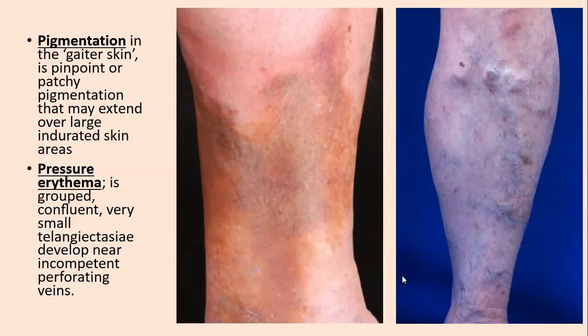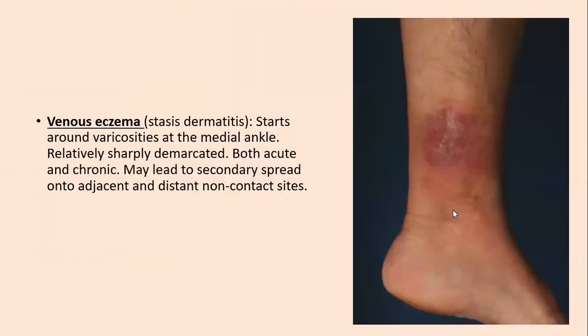Pigmentation in the gaiter skin is pinpoint patchy pigmentation, which may extend over a large indurated area. This pigmentation is mainly because of extravasation of RBCs and the hemosiderin pigmentation. Then pressure erythema is grouped and confluent. Very small telangiectatic vessels develop near the incompetent perforating veins. So these are the telangiectatic vessels, and this is the pressure erythema.